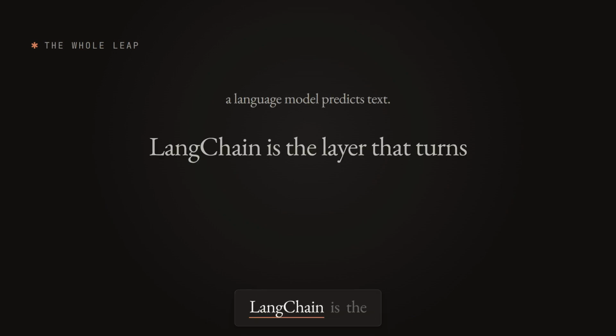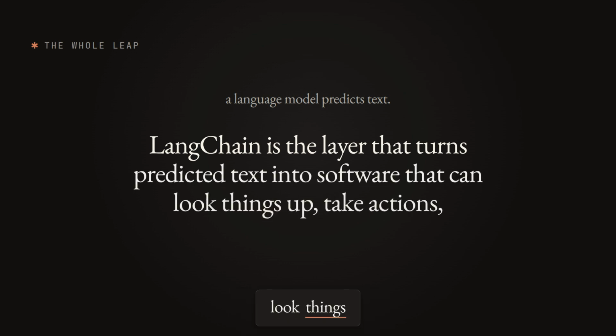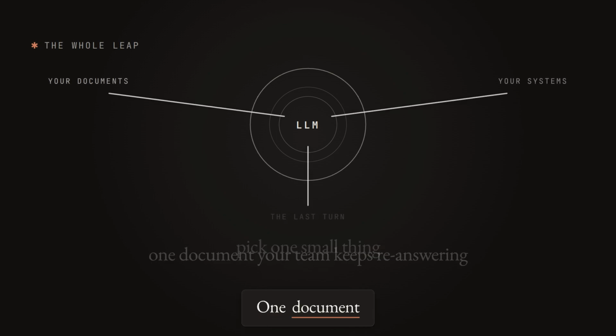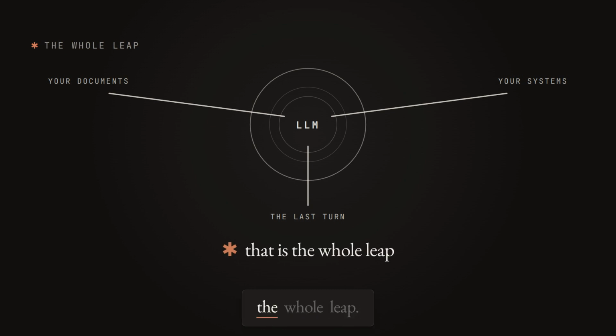So here's the one-liner for the next time someone asks. A language model predicts text. LangChain is the layer that turns predicted text into software that can look things up, take actions, and remember what happened. Pick one small thing, one document your team keeps answering the same question about, wire it up. That is the whole leap.